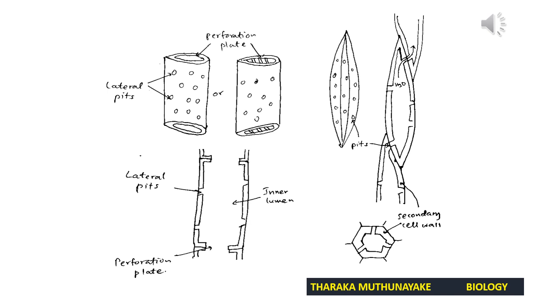Tracheids are also adapted. Tracheids are also dead cells with an inner lumen. It is an adaptation. They also have secondary cell walls. Then they have pits in the common cell wall. Those are adaptations of tracheids for efficient transportation of water.